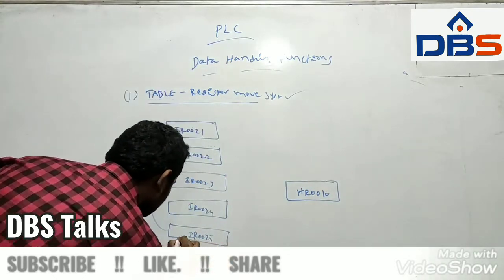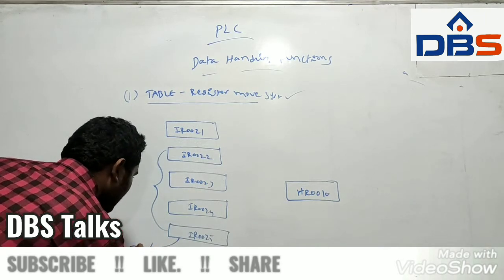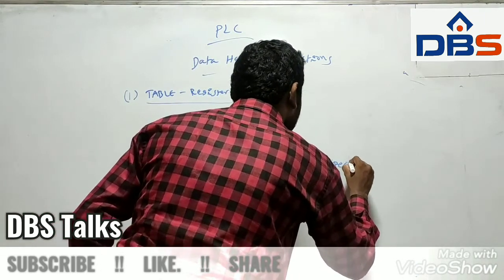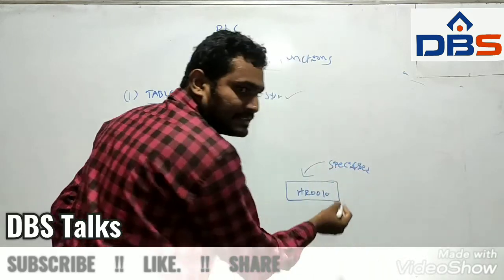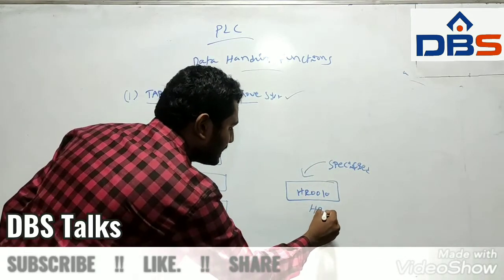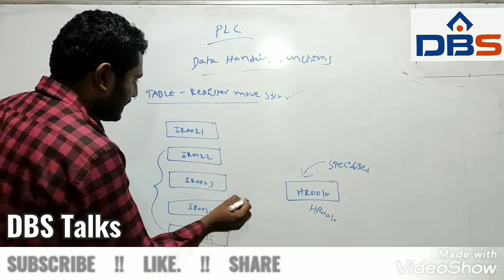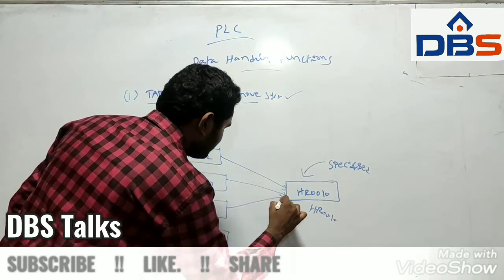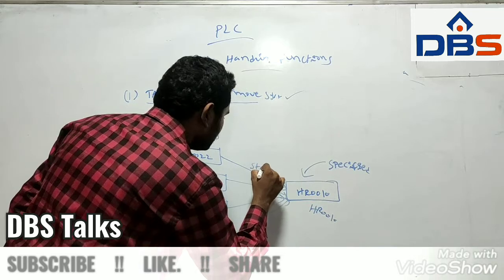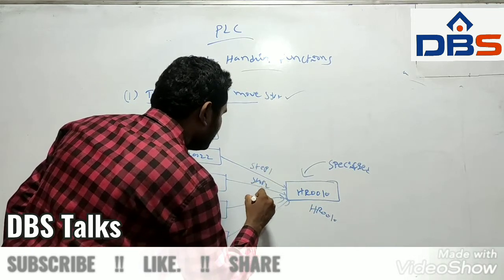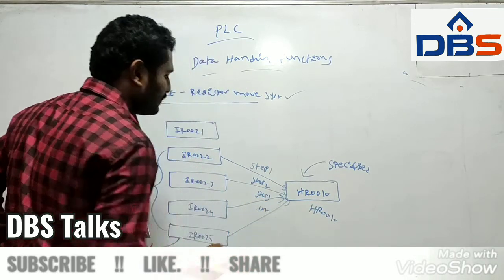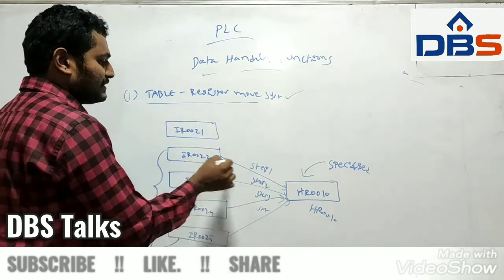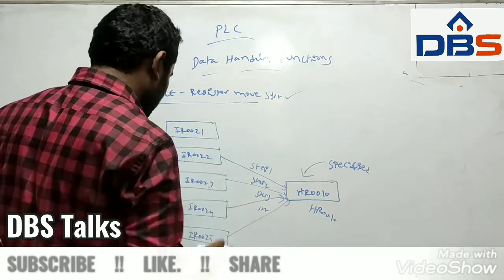Here the source last register is IR0025 and the specified destination register is HR0010. Here we are moving the data step by step. This is step 1, step 2, step 3 and step 4. In this manner we move the data from a large listing of data to a single register by using the table to register move system.